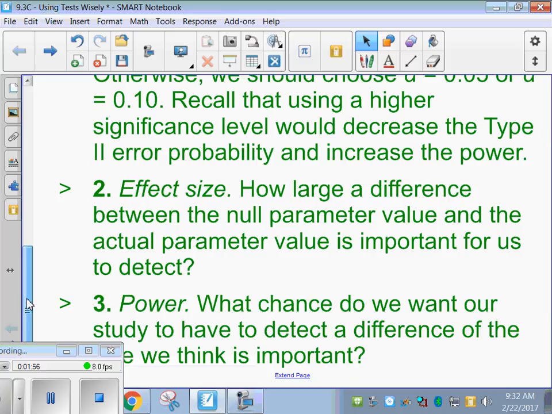Effect size. You need to know what that means, so I would write that down. Effect size is the difference between the null parameter value and the actual parameter value. So whatever your null is and whatever the truth is, that difference is called effect size. So how large a difference between those two is it important for us to detect? Okay.